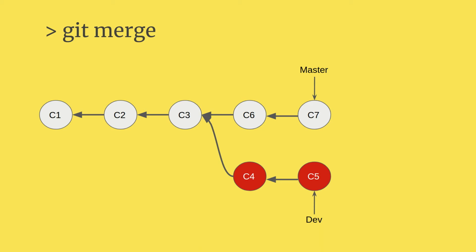Now the work of the dev branch is done, so I want to merge dev into master. For that, my current branch should be master. The command is git merge and the branch you want to merge, here dev.